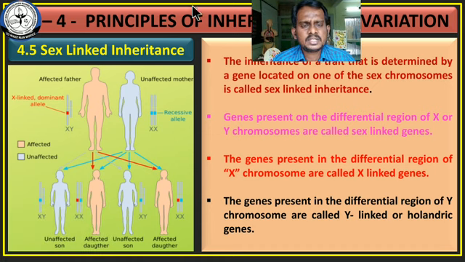Okay, and see the picture. There are 2 chromosomes given, X and Y chromosome. Here also X and X, because males are homogametic, and females are heterogametic. These chromosomes also contain some genes. These genes are called X-linked genes or Y-linked genes or sex-linked genes.